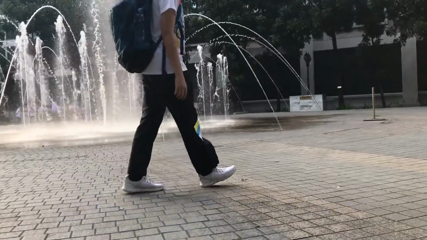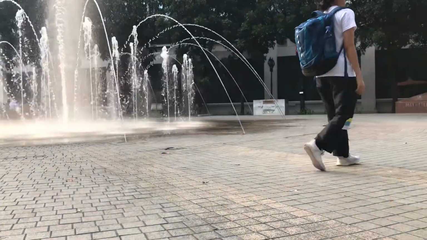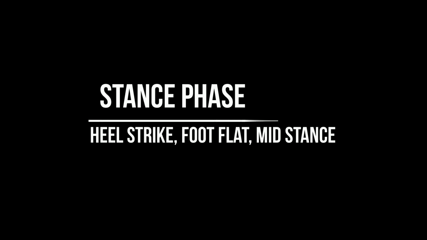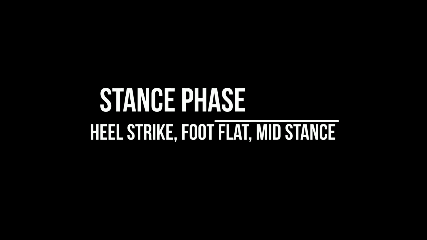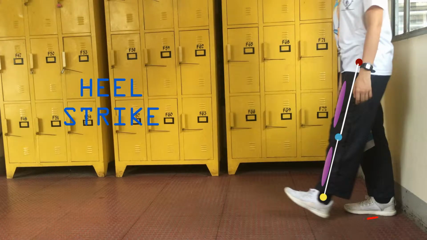Stance phase occupies 60% of the gait cycle. It begins with the heel strike, then foot flat, and lastly mid-stance. Heel strike phase, also known as initial contact, begins as the heel of the foot touches the ground and is the first phase of double support.